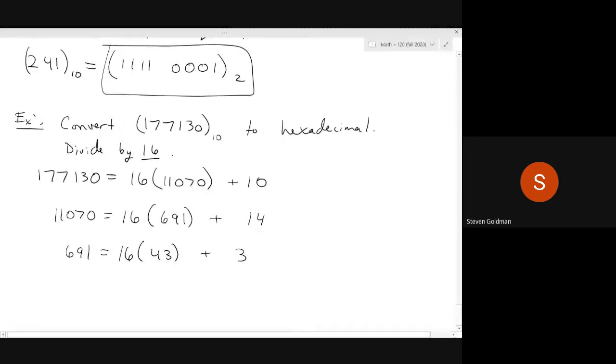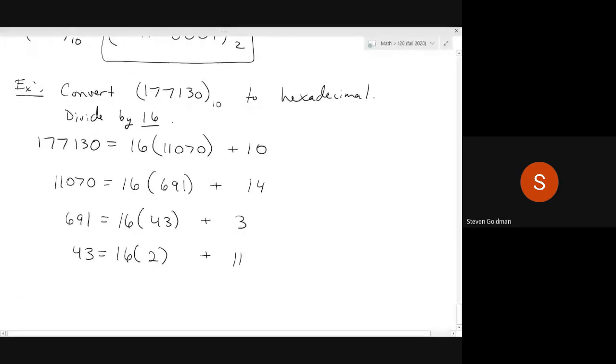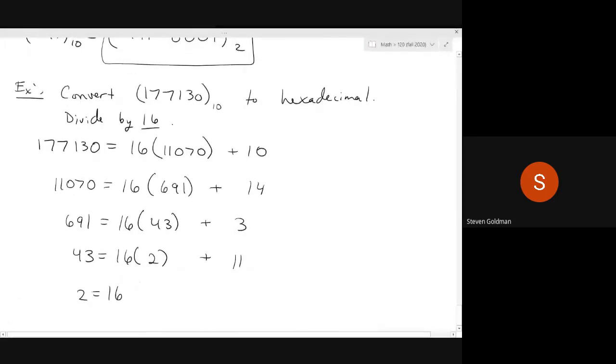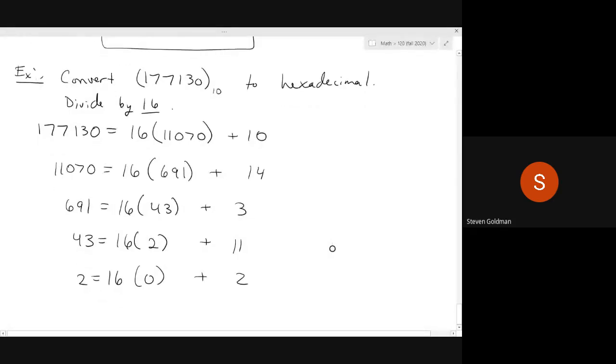Next, we take our quotient 43 again, divided by 16. 16 will go into 43 2 times, plus a remainder of 11. And 16 goes into 2 0 times, plus a remainder of 2. So here again, our quotient is 0. Stop.